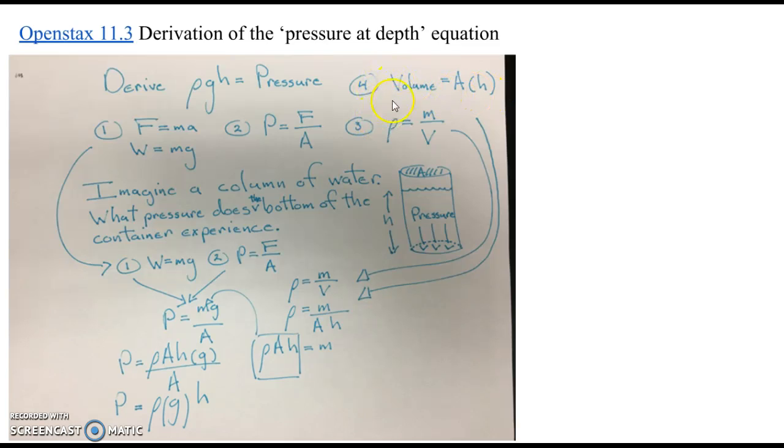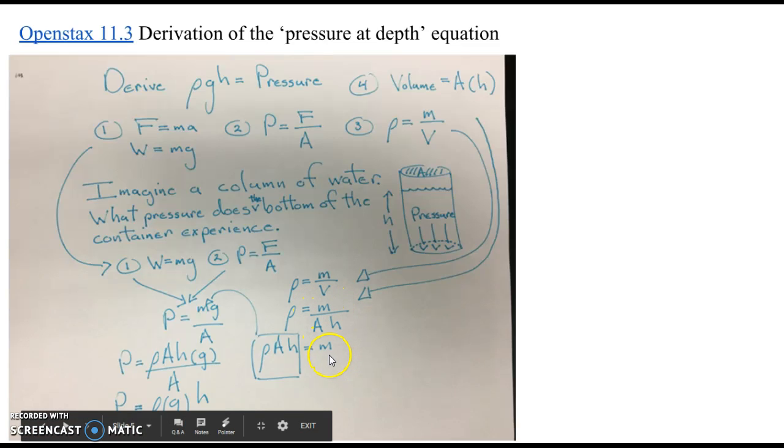So let's start with equations 3 and 4. We're going to substitute into the definition of density, mass divided by volume, what volume is equal to, cross-sectional area times height. So when you do that, you just get area times height in the denominator of the definition of density, and we're going to solve this new equation for mass. So basically, this is just density times volume.